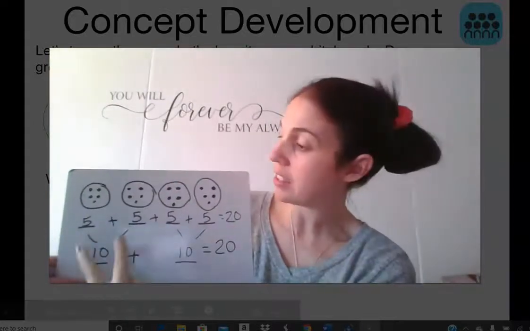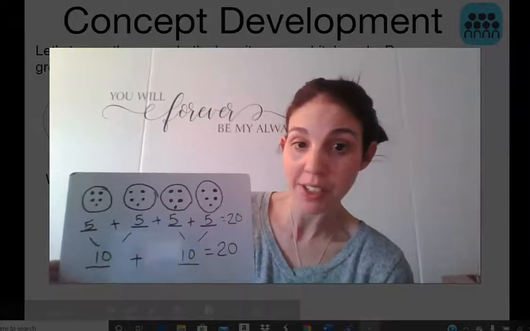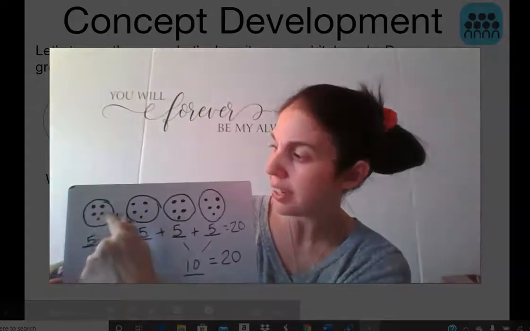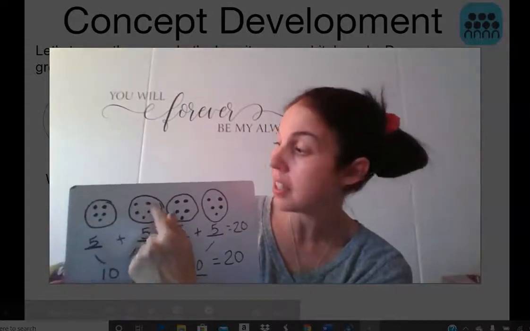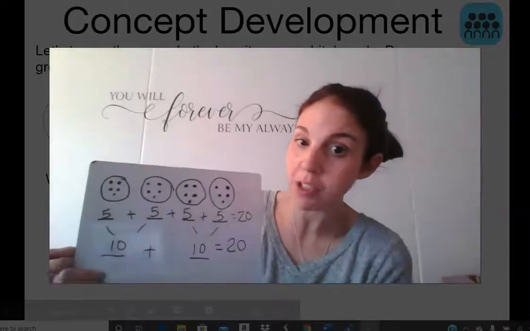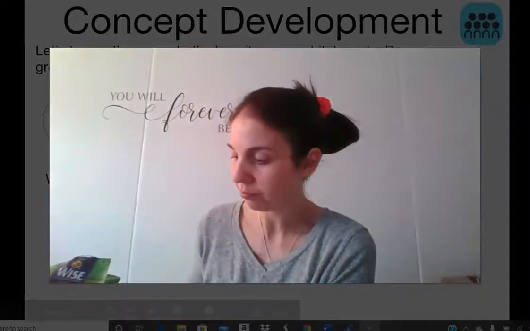So finding the doubles can really help, making it a lot faster to add your numbers instead of counting 1, 2, 3, 4, 5, 6, 7, 8, 9, 10. That would take a long time. This is a much faster way. Let's look at our next slide.